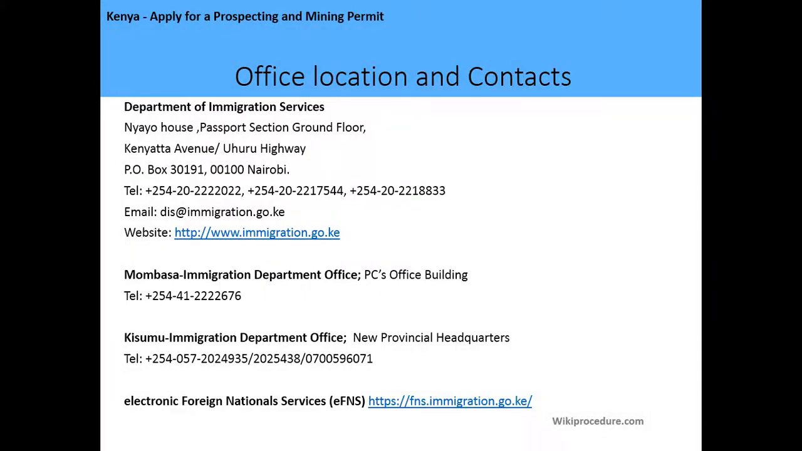Office location of the Department of Immigration Service, they're located at Nyayo House, Nairobi, Kenya. You can visit them through their website of www.immigration.go.ke. In Mombasa, they're located at the PC's office building. In Kisumu, they are at the New Provisions headquarters, and their online platform is fns.immigration.ke.